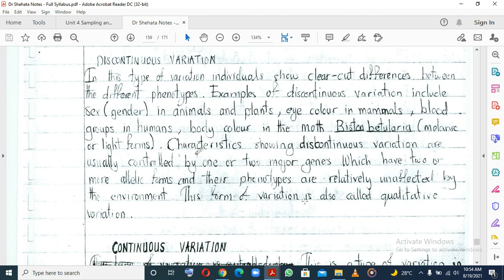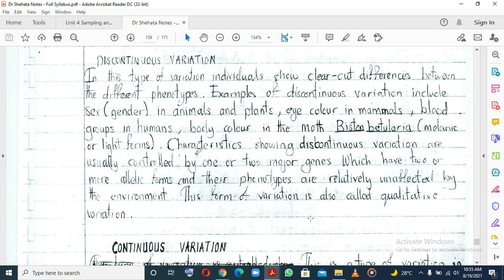Then there's eye color. You know, it's either green eyes, blue eyes, black eyes, brown eyes, things like that. Then the other thing is blood groups. You are either blood group A or B or AB. You can't say my blood group is somewhere around 2. No. Okay? The other thing is the body color in the moth Biston betularia, where they can have the melanic or light forms. So the key point here is that discontinuous variation shows clear-cut differences between the different phenotypes. Meaning the individuals which are varying in a discontinuous manner are showing clear-cut differences between the different phenotypes. So that's something that's important to take note of.